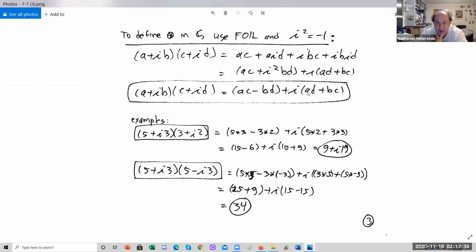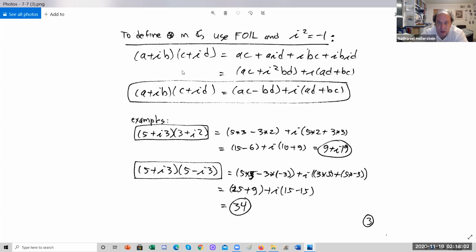Now, to define multiplication in the complex numbers, you use FOIL, assuming that FOIL works for these numbers as it does for ordinary real numbers. Use FOIL, and also the rule that i squared equals -1. This is where the peculiarity of the complex numbers comes in. So you have a plus ib times c plus id.